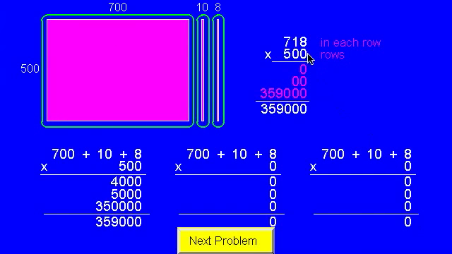This is an example of the alternative method with zeros, so all we have are 100 rows. So we just put zeros for the ones and the tens multiplication, and then we do the 500 rows times 718. So again, 5 times 8 is 40 with 2 zeros. 5 times 1 is 5 with 3 zeros. 5 times 7 is 35 with 4 zeros.